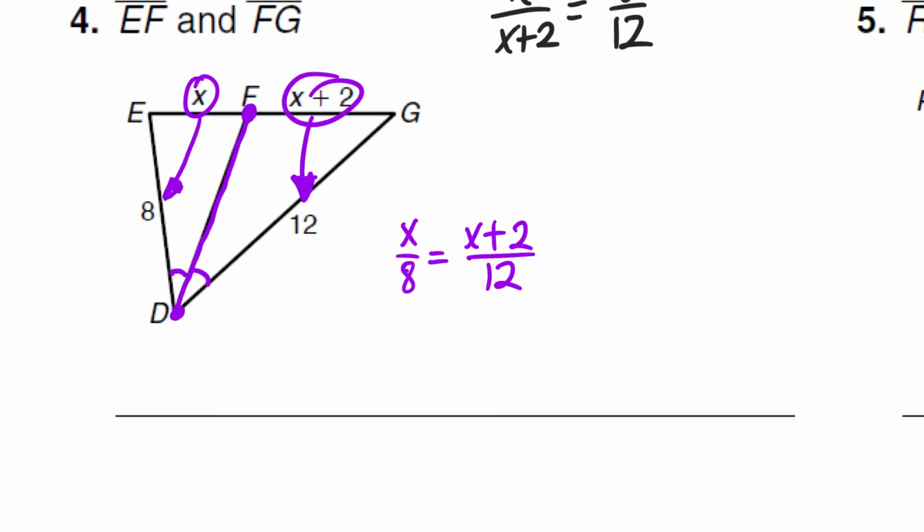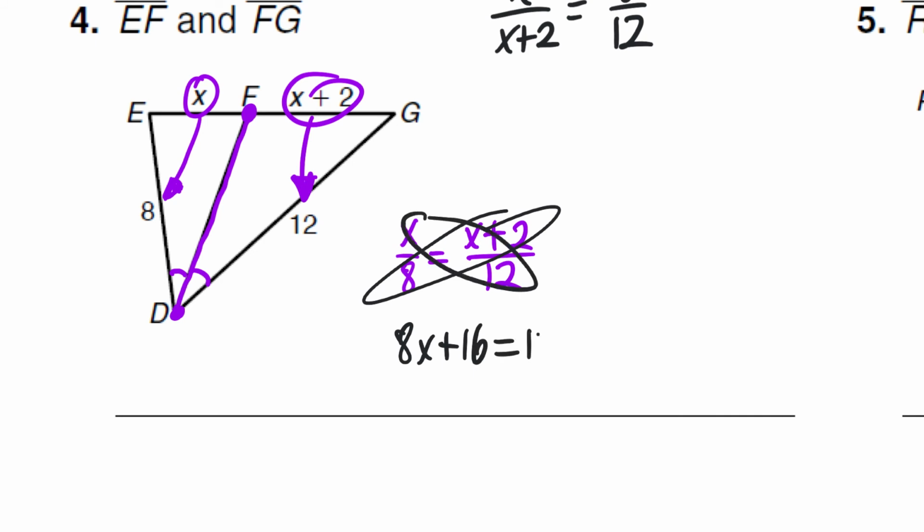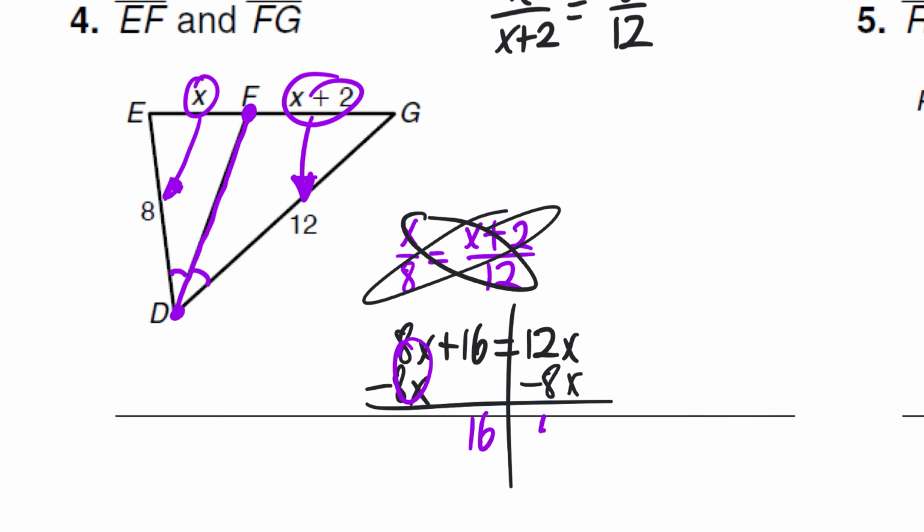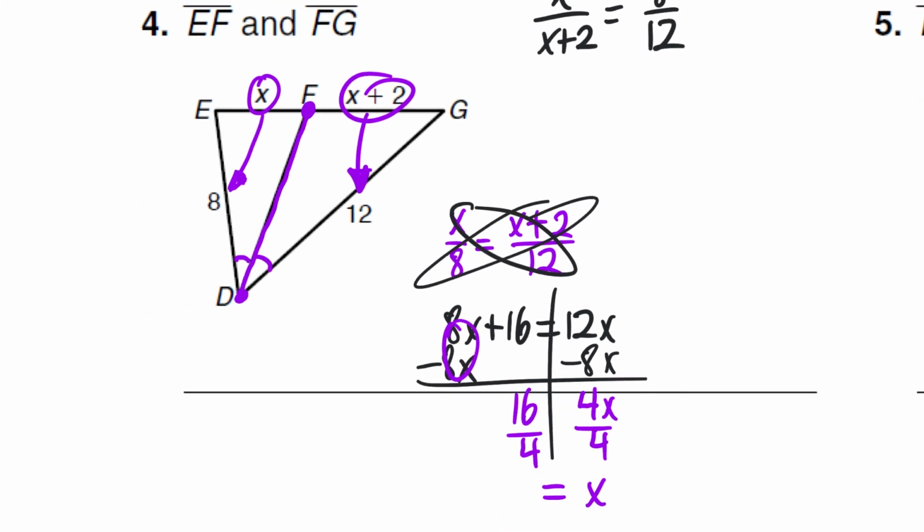Okay, so let's cross multiply. What is 8 times x plus 2? 8x plus 16. And then what's x times 12? 12x. All right, let's get our x's together. It zeros out, 16 equals 4x. Divide both sides by 4. So x equals 4.